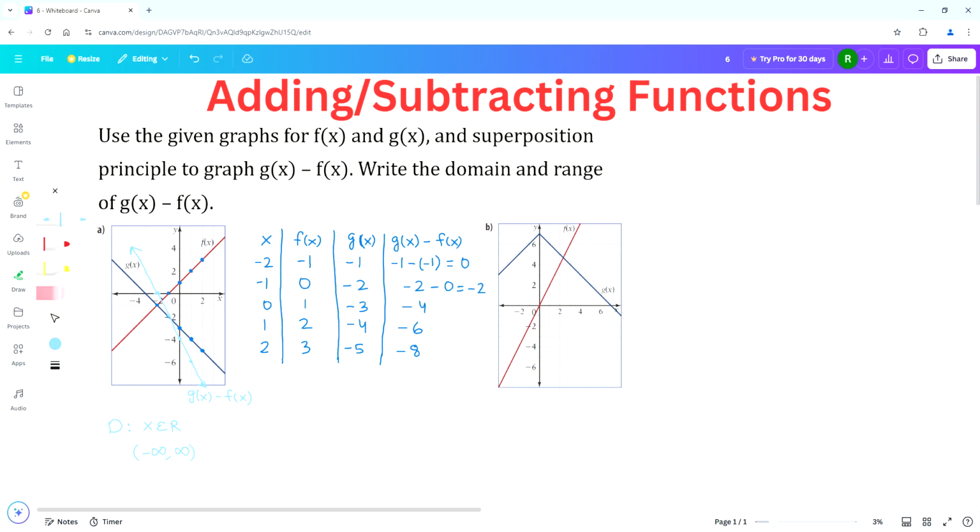Now we can write the range. Range is the set of all possible y values for a function. Since the graph is a straight line that extends indefinitely in the upward and downward direction, there is no restriction on the range, so the range is all real numbers. In interval notation, the range is -infinity to +infinity.